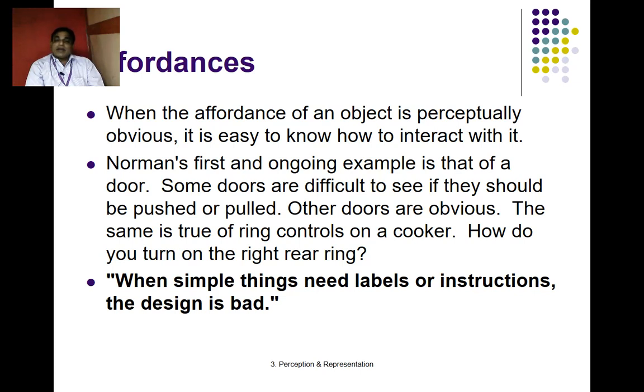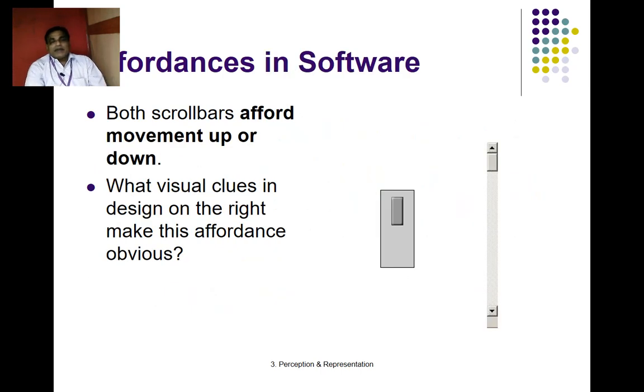But it is a fact that when simple things need labels or instructions, the design is a bad design as per affordance. Affordance in software: both scroll bars afford movement up or down. What visual clues in the design on the right make this affordance obvious?